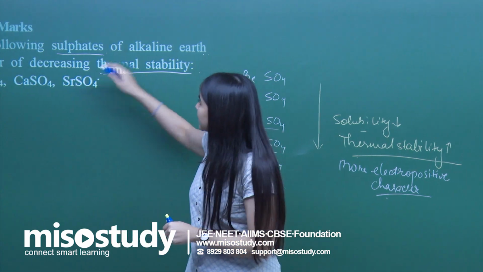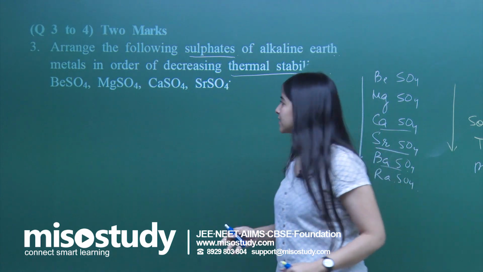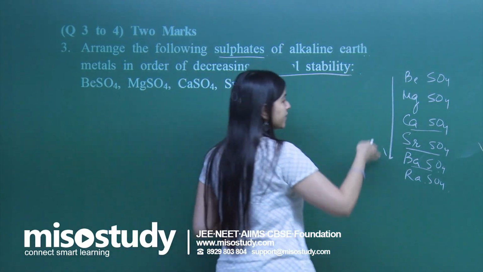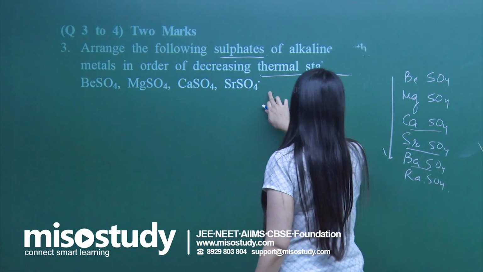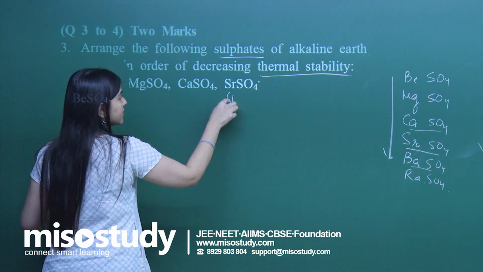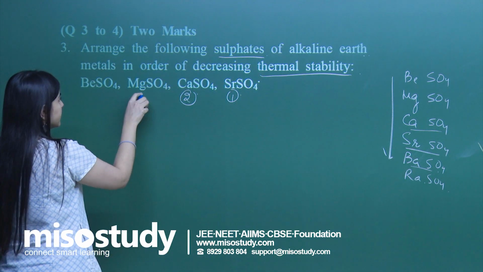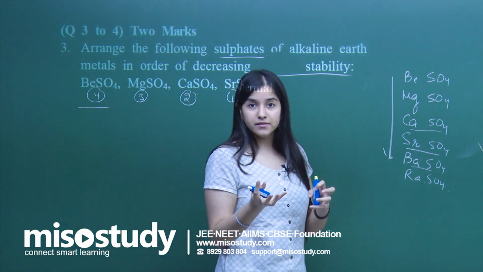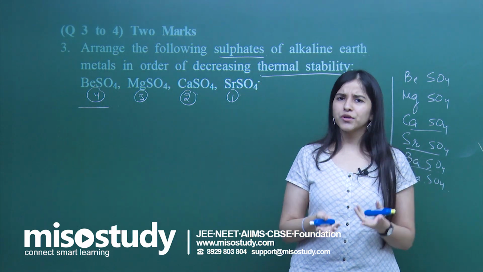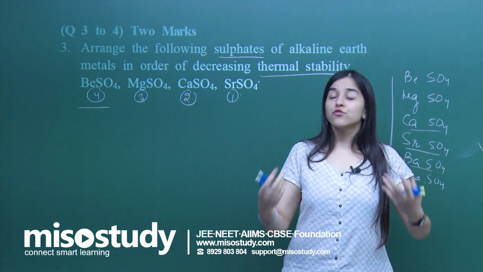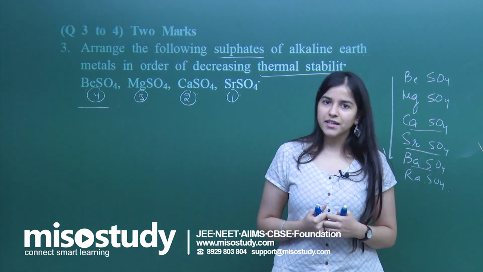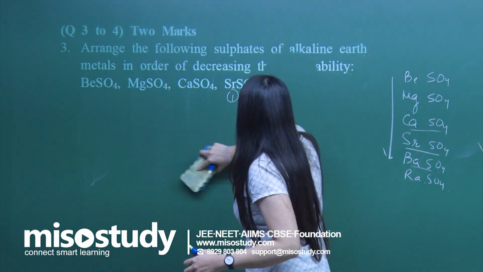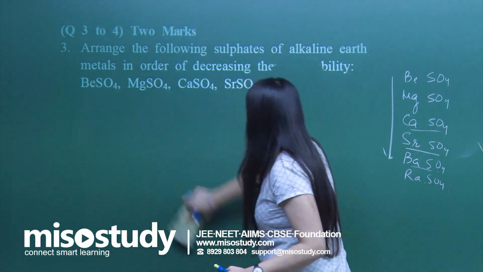Now what will be the decreasing order? Decreasing means starting from the very highest. As per my series over here, first is strontium, then calcium. This is the highest, second, third, and this is the least. Why? Beryllium is smaller in size, sulfate is very big, so it will again not be a good interaction. It will be more covalent as compared to the ionic character. Clear? So that completes my question number 3 as well. I am not rubbing this off because this may be needed further.